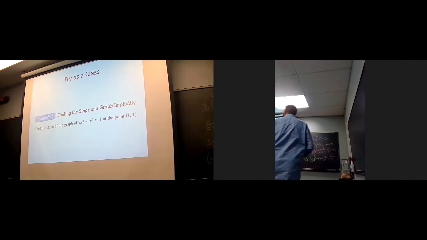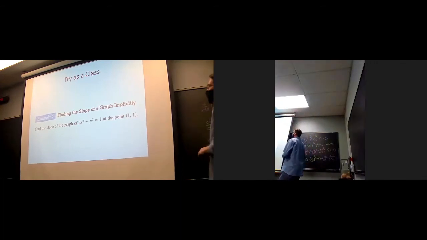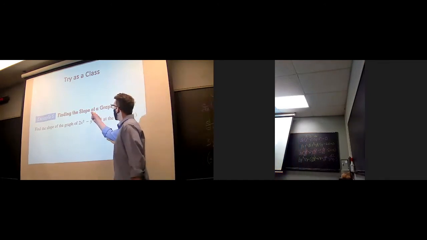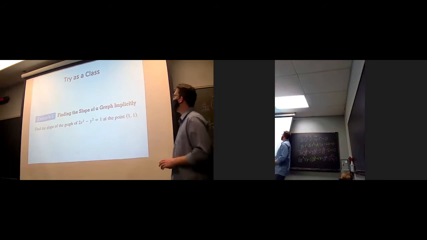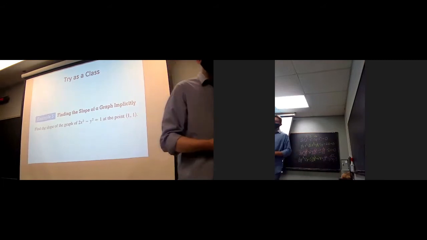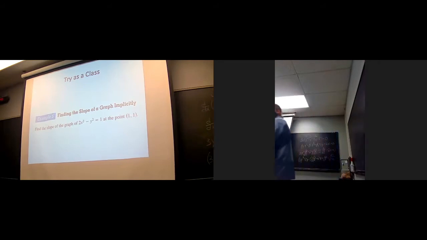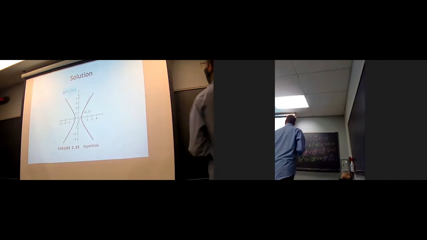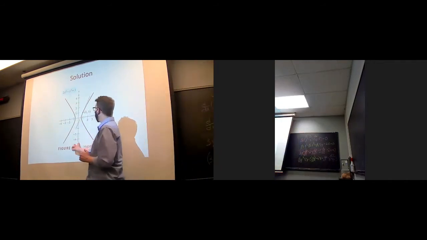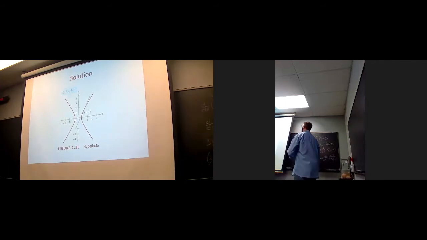All right, so in this case, we're just going to find the slope at the point (1, 1). Does anybody know what the graph of this equation looks like? Circle. Not quite. Looks like an hourglass, sort of, right? All right, so what we want to do now is find dy dx of this equation at the point (1, 1).